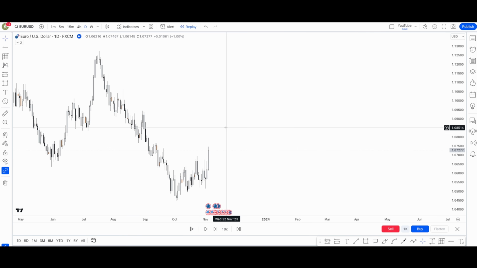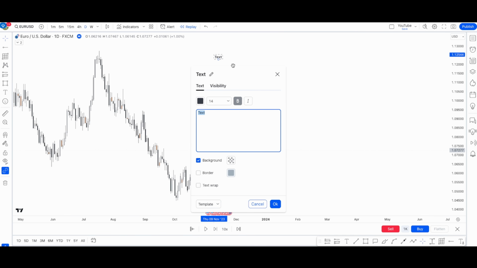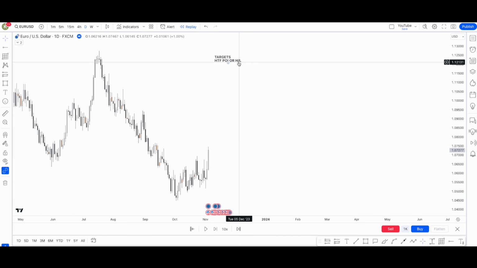But first of all, for anybody who's new, let's just go through the rules. There are quite a few rules, but generally speaking, let's look at targets. So targets: the target is going to be an HTF POI or a high or low. Generally speaking, you want to try to get involved in a higher time frame point of interest.